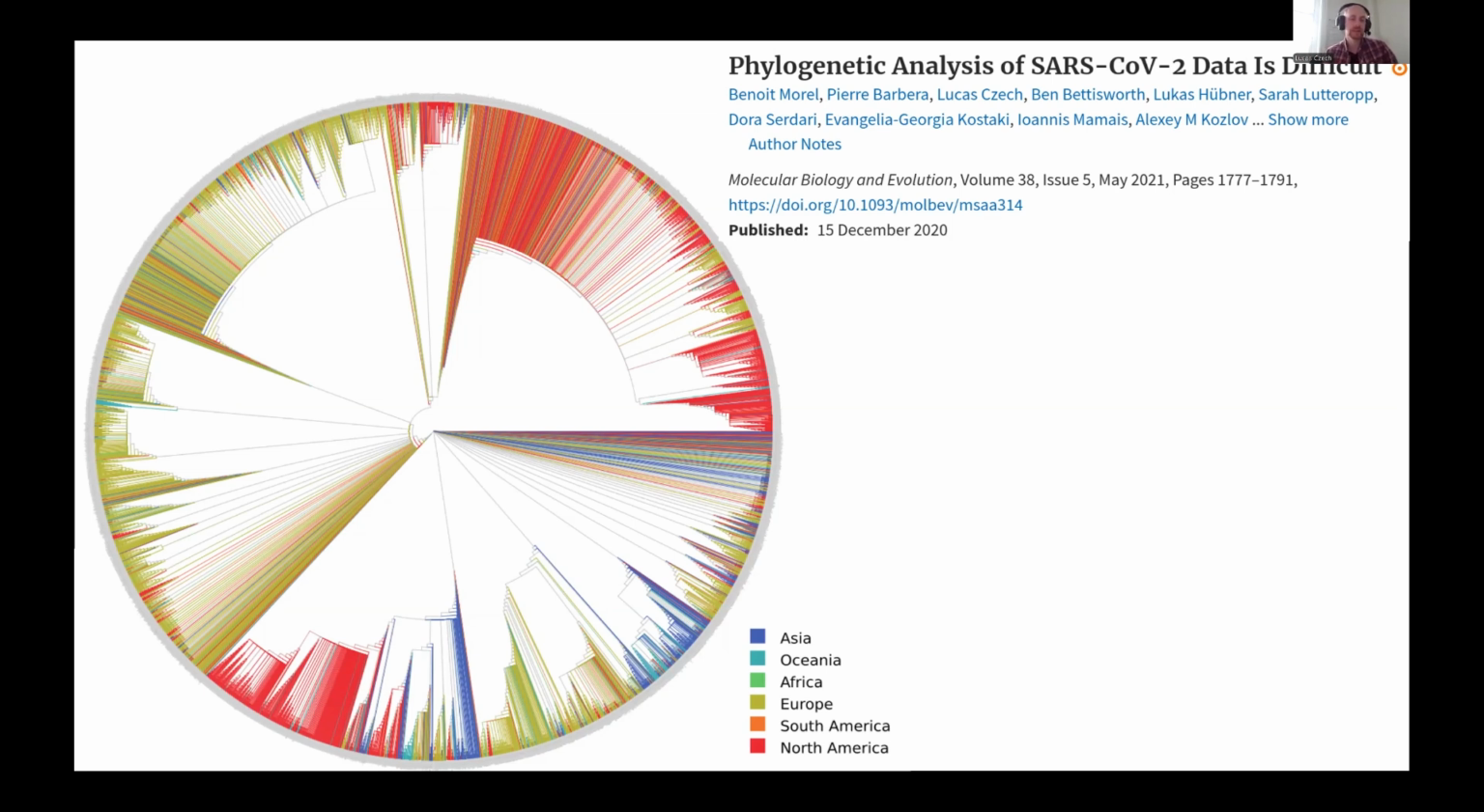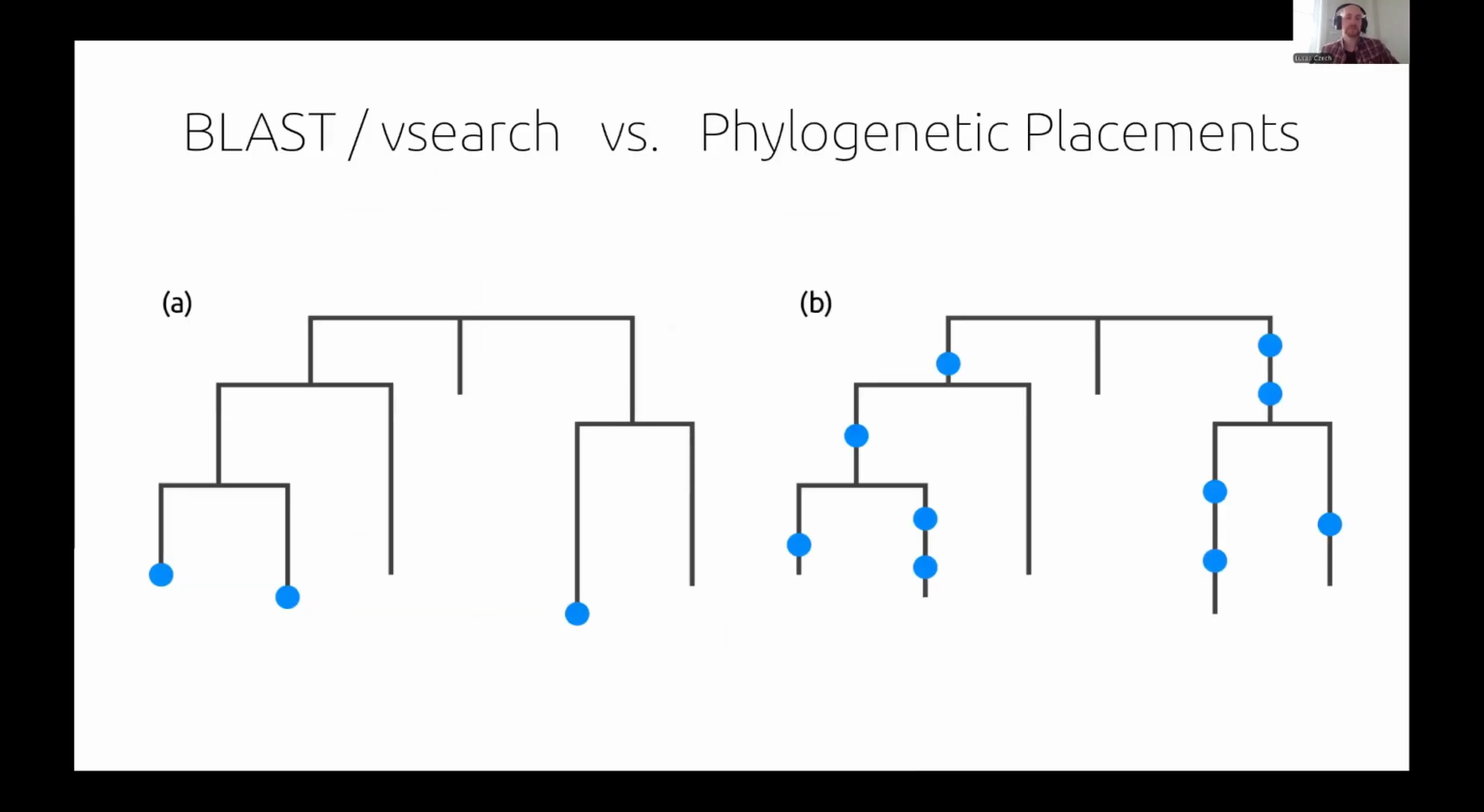But we still tried using phylogenetic placement to that end as well. So the basic idea of why we want to use phylogenetic placement instead of something more simple like a sequence equality or sequence distance-based method such as BLAST or U-search, V-search is as follows. On the left, we see a reference tree of the species that we're interested in, of the diversity basically that we expect in our samples.